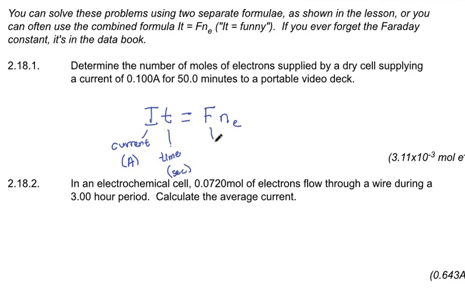F is a number called the Faraday constant, which is in your data book. It's 96,500 coulombs per mole. They might give it as 9.65 times 10 to the 4, same thing. And Ne is the number of moles, but not of just anything, of electrons.